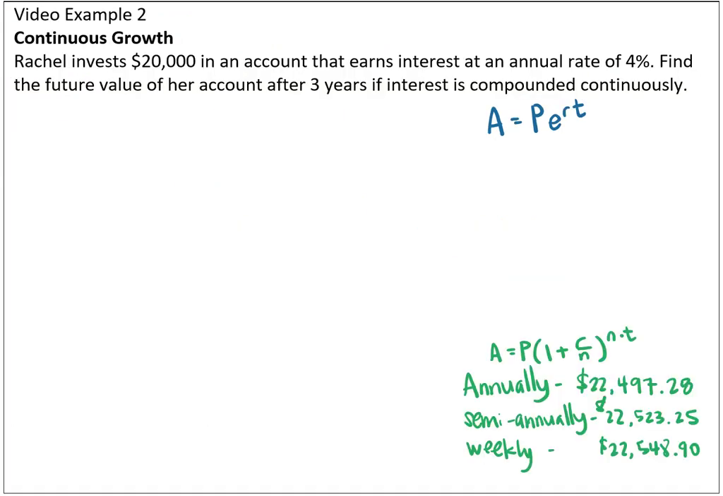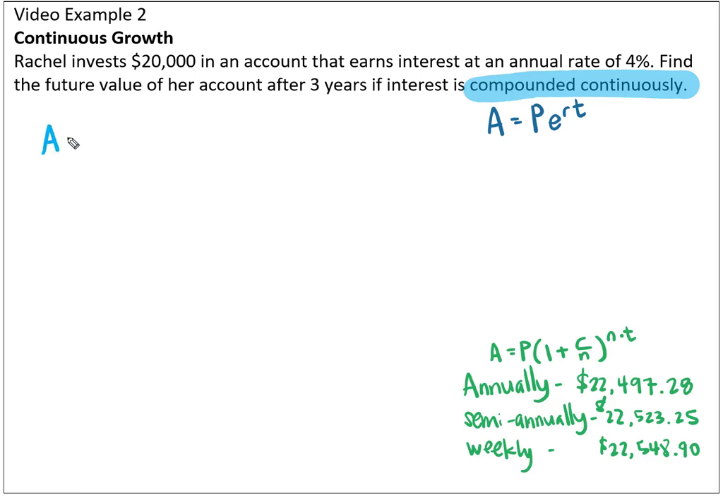Video example 2 has the same setup as video example 1. We still have Rachel investing $20,000 into an account, but the difference is that it's not compounded annually, semi-annually, or weekly. It will be compounded continuously. And so then we have to use a different formula. We're going to use e instead of the r over n. And so let's see what happens when we plug that e in.